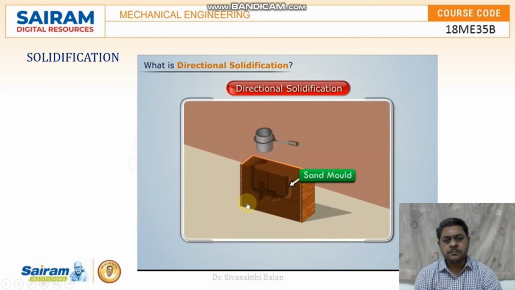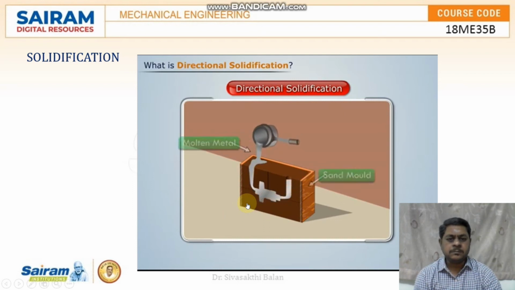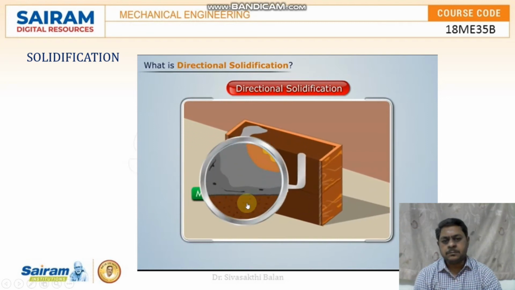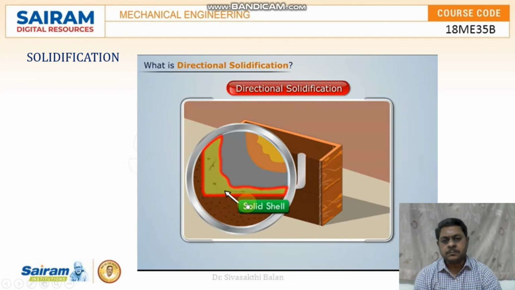When we pour the molten metal into the sand mold, the molten metal solidifies in the mold cavity, resulting in the formation of a solid shell of specific thickness on the internal surface of the mold. The region where the solid shell exists is referred to as the solid zone.